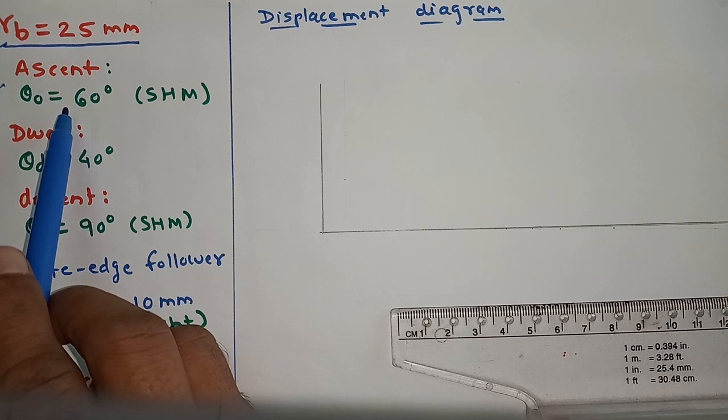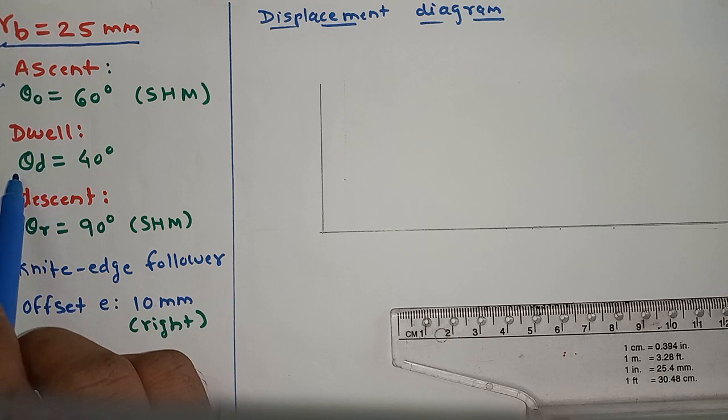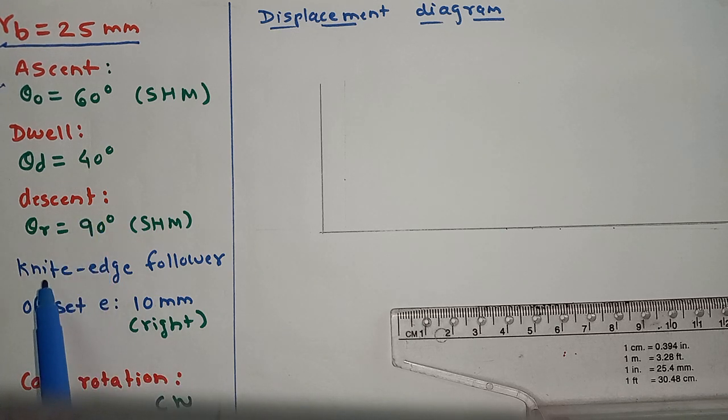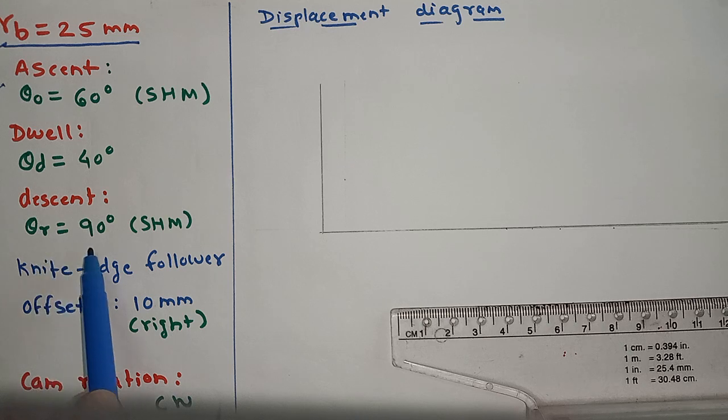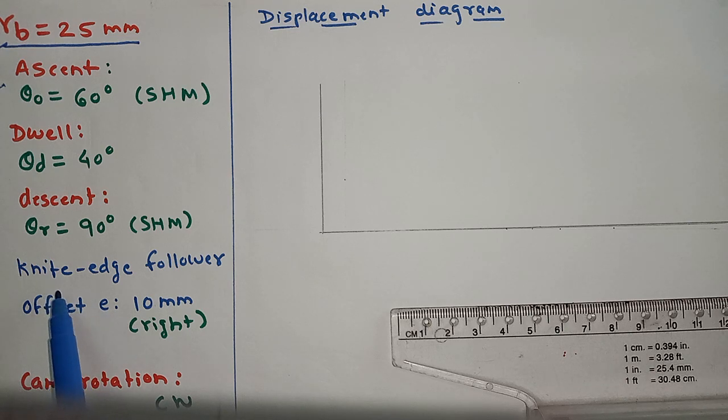The outstroke or ascent stroke is followed by dwell period and the angle turned by the cam during dwell period is 40 degrees. Next is the return stroke, during which the cam rotation angle is 90 degrees and the follower motion is simple harmonic motion. Type of follower is knife edge follower with an offset distance of 10 millimeters to the right of the center of rotation of cam, and the cam rotates in clockwise direction.